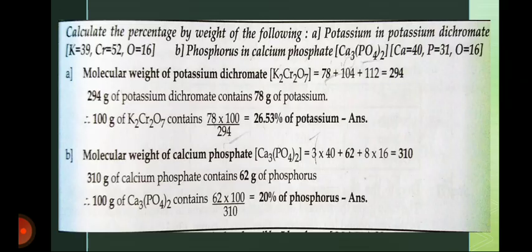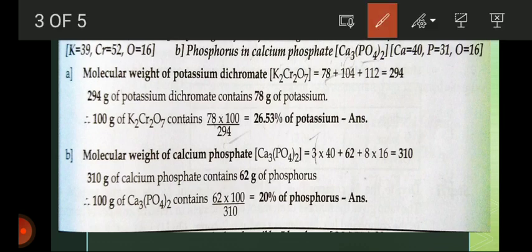The first one is, calculate the percentage by weight of the following. In the first case, potassium in potassium dichromate. That means in the potassium dichromate compound, you have to find out the percentage of potassium. How much percentage of potassium is present in potassium dichromate, right? Now, what is the formula of potassium dichromate? The formula of potassium dichromate is K2Cr2O7.